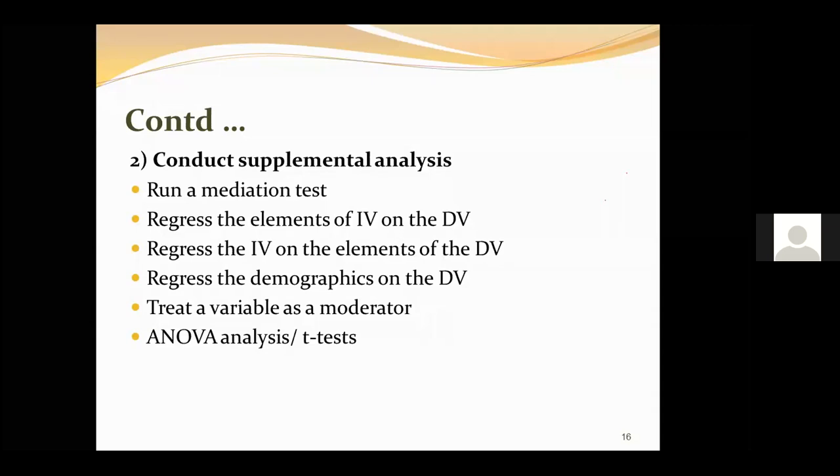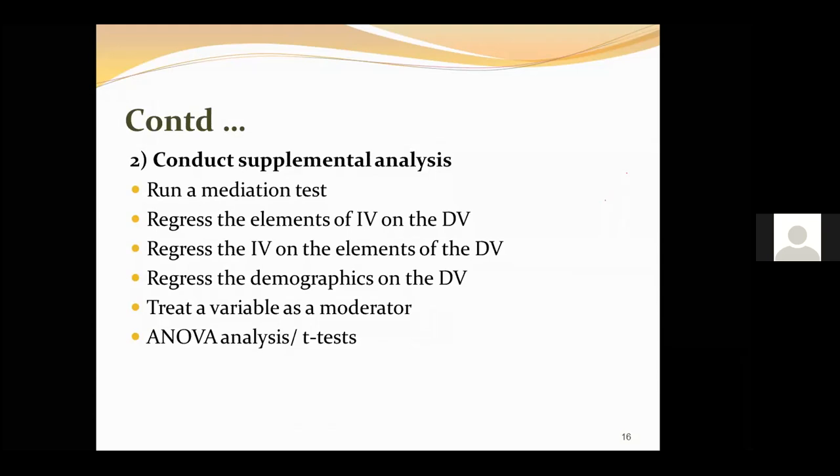You could also regress the IV on the elements of the DV. Still looking at organization culture and fraud management, fraud management may have had separate dimensions. Try to see what the results are saying. You may find your answers there. Why did the relationship between organization culture and fraud management not turn out as expected? The answer may be in those results that are coming up.